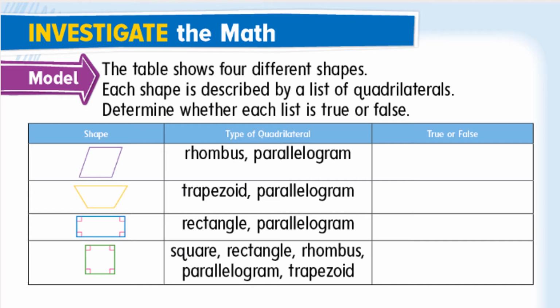So let's take a look at this table. It has four different shapes. Each shape is described by a list of quadrilaterals, and we have to determine if those names that they give them are true or false, okay? So looking at this first shape, is it a rhombus? Rhombus, all sides are the same.